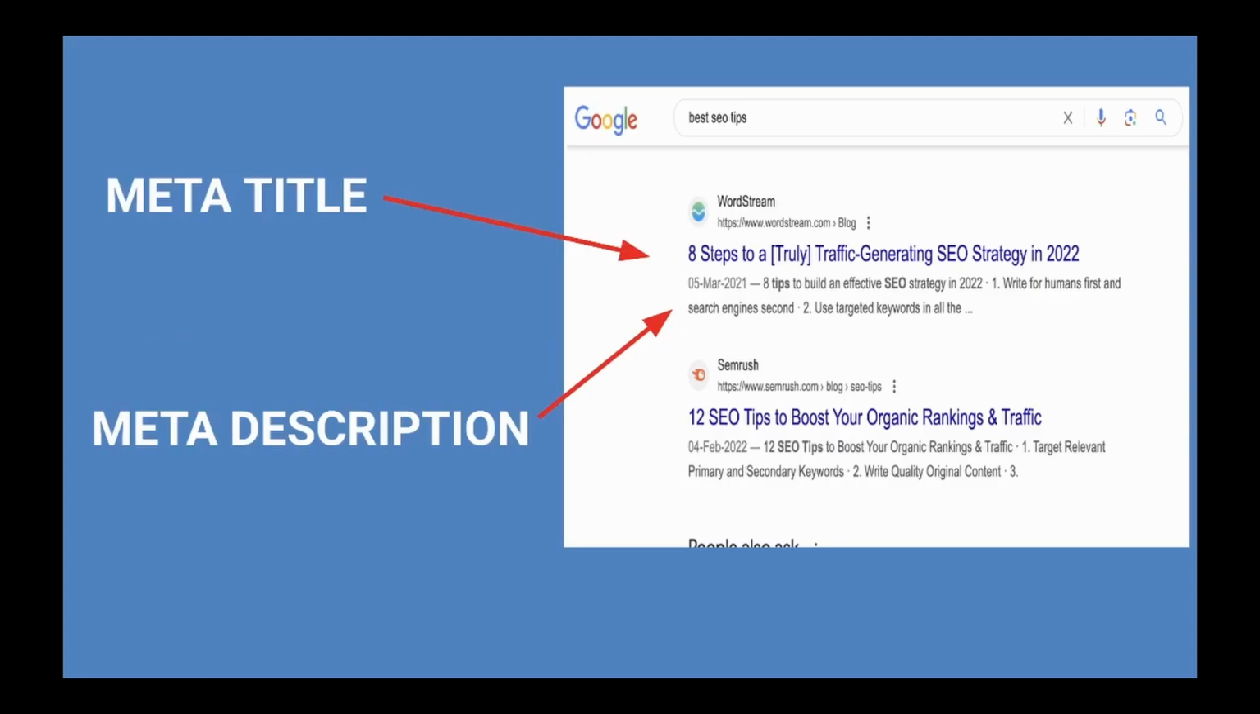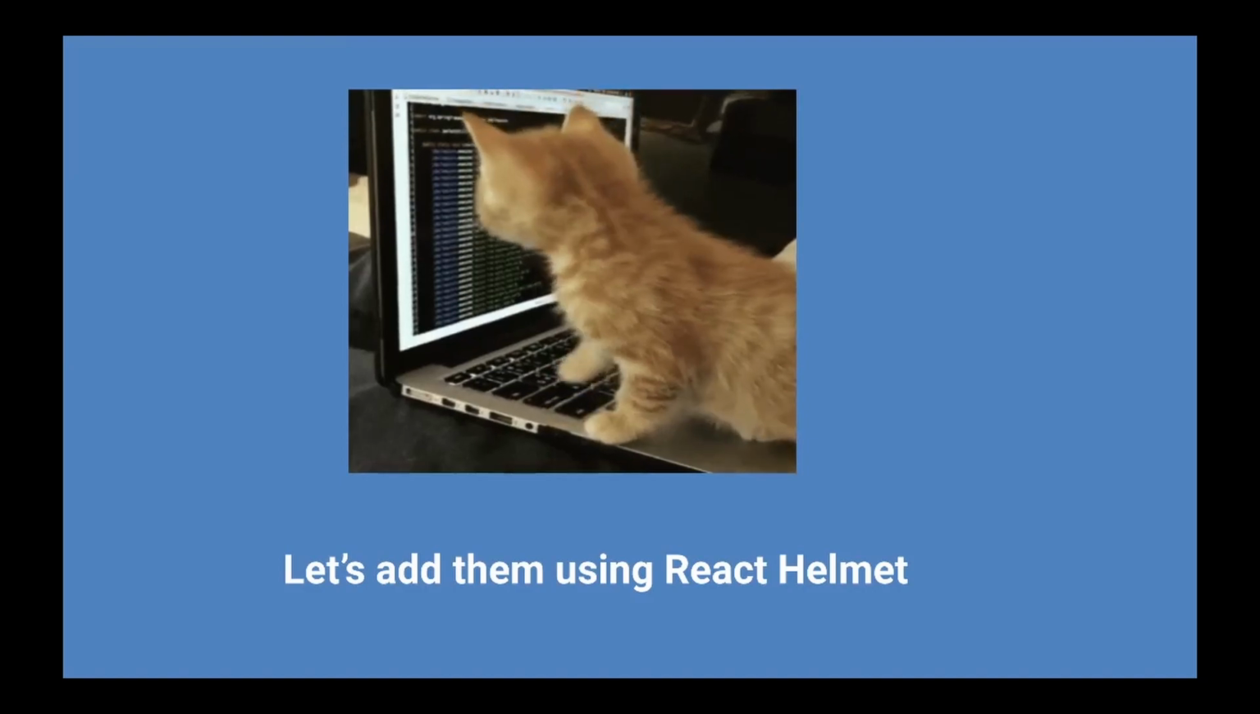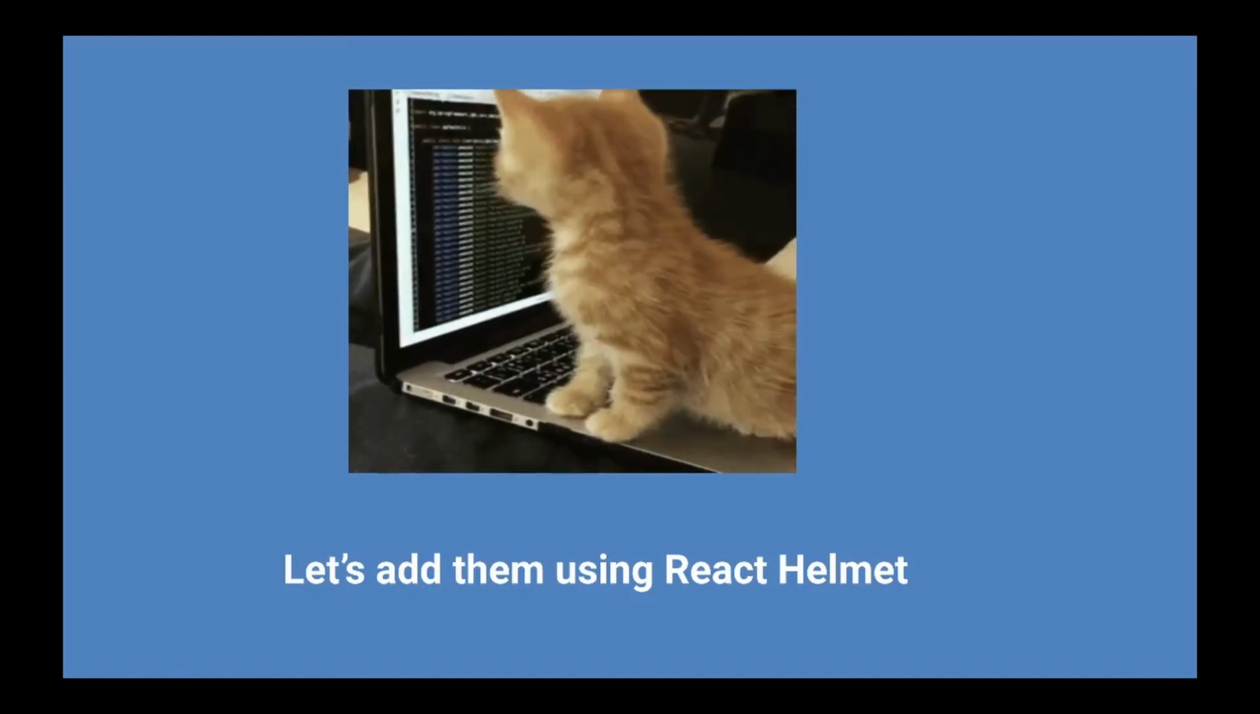Okay, so what are they? Meta title is also known as title tag. Search engines use the meta title to display page title in search results. Meta description provides a brief summary of the page content and is typically displayed below the meta title in search results. We can add them using React Helmet, so let's do that.